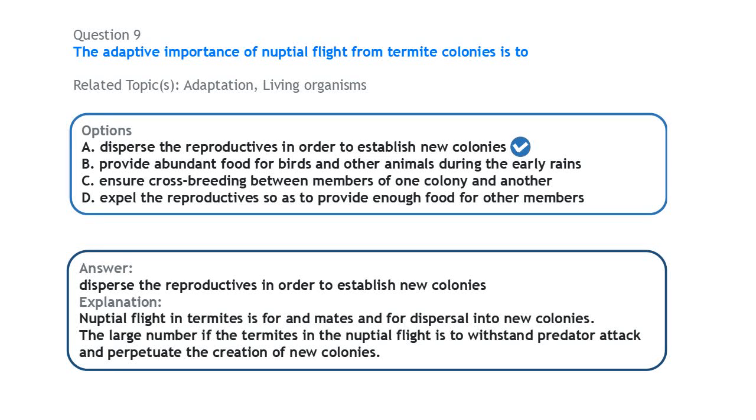Next, also on adaptation, an adaptive importance of nuptial flight from termite colonies is to. One of the main objectives of nuptial flight in termites is to disperse the reproductive members of the colony or of that caste in order to establish new colonies. So this is one of the major importance of the nuptial flight.